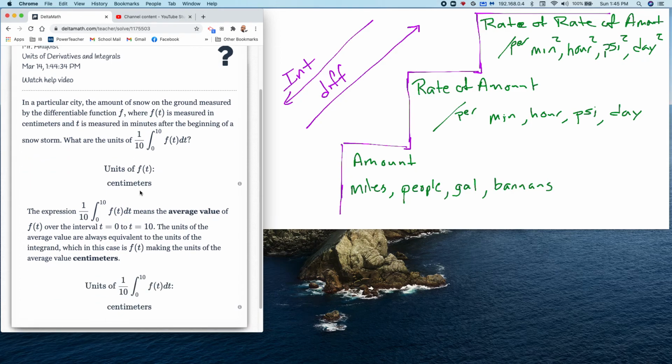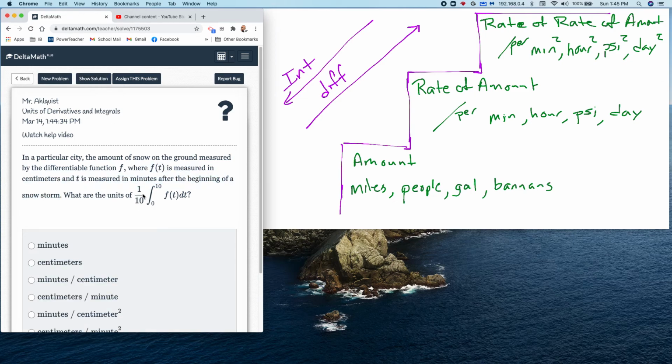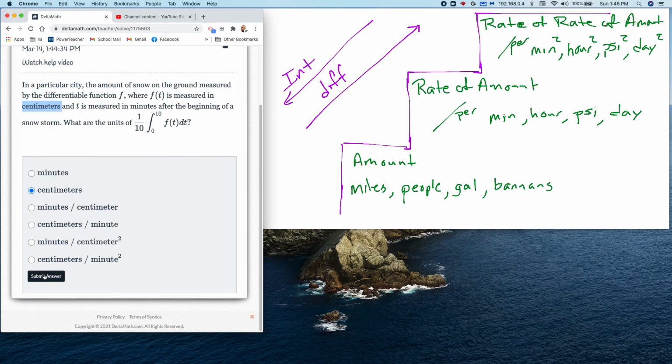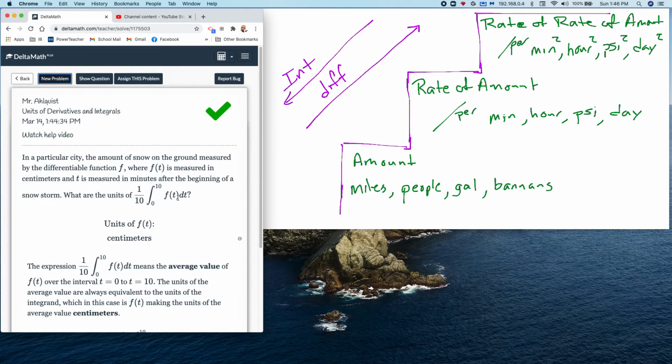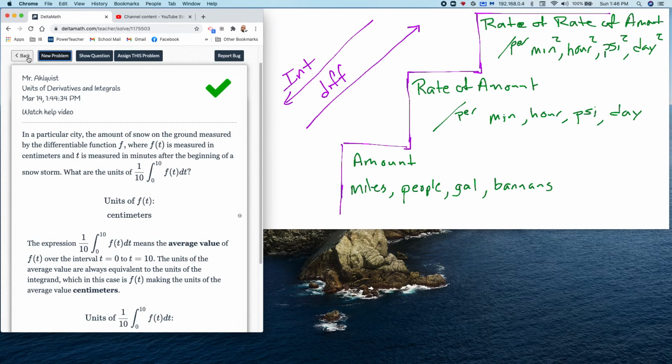centimeters. So if you think about it, let me go back. Let me show the question again. This right here is really the average value of f, right? That's how we do the average value, 1 over b minus a, the integral from a to b of this function f. So if that's true, then this is the average value of f, and f is measured in centimeters. So our answer is centimeters on that one. So you've got to figure out where are we and what are we trying to get to. AP will oftentimes do problems like that.